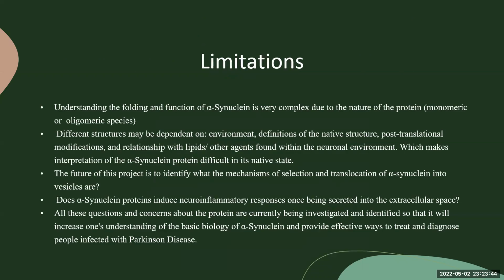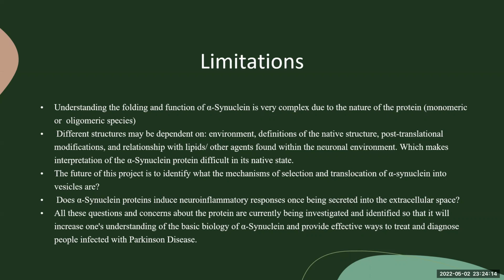So many of the limitations with alpha-synuclein come from understanding the folding and function of the protein, since it is very complex due to the nature of the protein, as it can be either monomeric or oligomeric species. Different structures may be dependent on the environment, definition of the native structure, post-translational modifications, and the relationship with lipids and other agents found within the neuronal environment, which makes the interpretation of the native state very difficult.